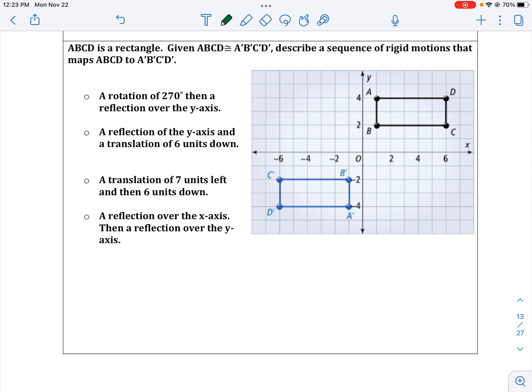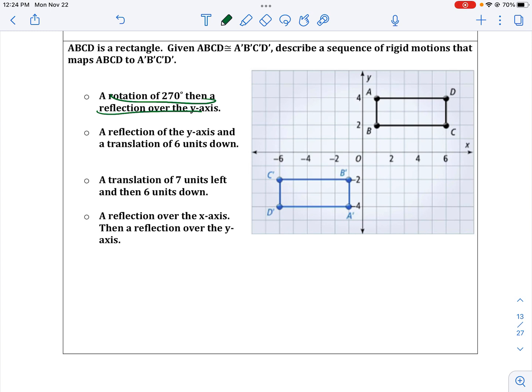The first two dealt with just translations. Again, there's other transformations we've gone over. So I'm going to pick just point A here. My first option says a rotation of 270 degrees. Let me connect A to the origin. If I go 270 degrees, I end up right there, and then reflect over the y-axis. Well, if I reflect this over the y-axis, I end up right here, which is not on A prime. So this is not going to be the correct option.